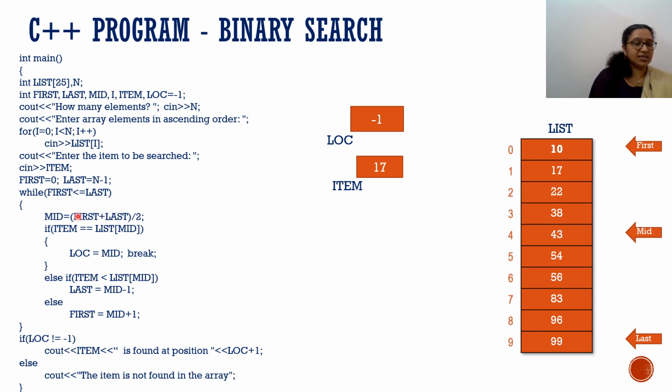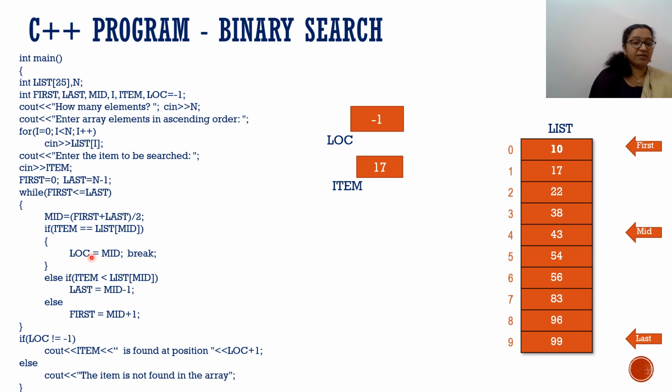Now the next is, if item is equal to list of mid. List of mid means array list of mid of 4, list of 4. Is it equal to item? Item is 17. List of 4 is 43. It's not equal. So this condition is false.